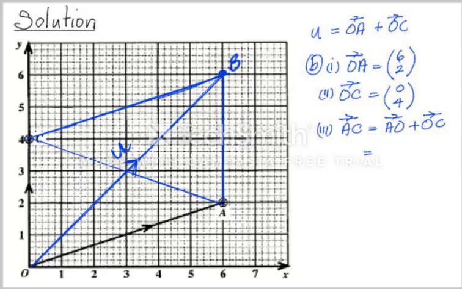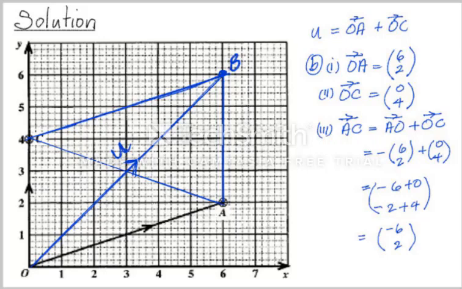AO is minus OA, so it's minus 6, 2 (sorry, that should be 6, 2) plus OC, which is 0, 4. So it's minus 6 plus 0 and minus 2 plus 4. So this would be minus 6, 2. And we could have gotten that by observation as well, because it is 1, 2, 3, 4, 5, 6 negative, 1, 2 positive. So we could have gotten it by observation, or by calculation.